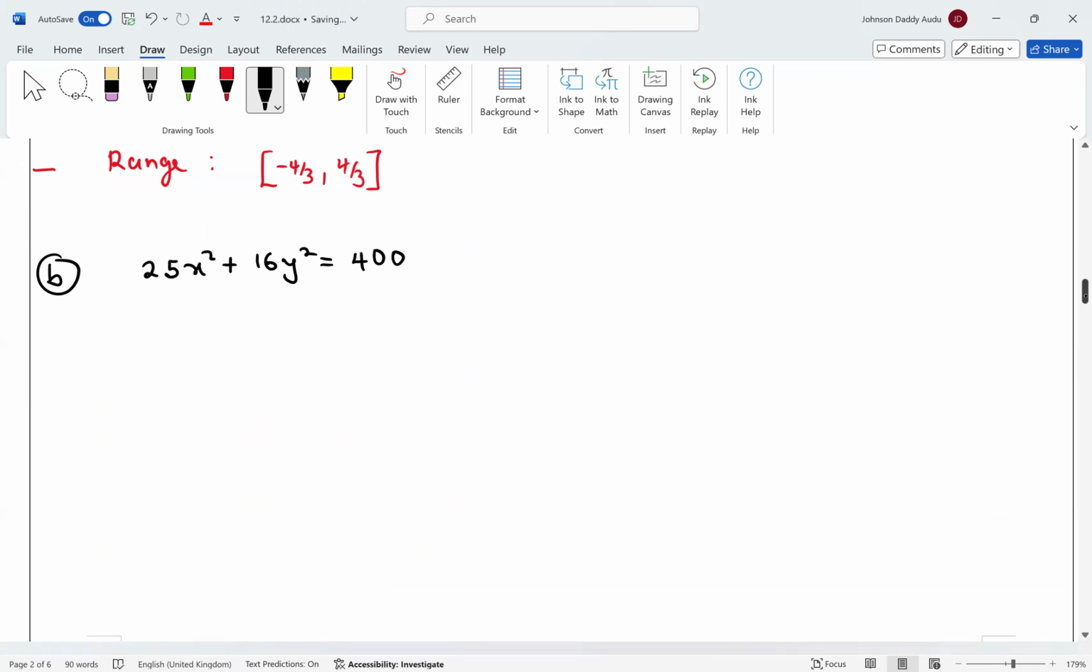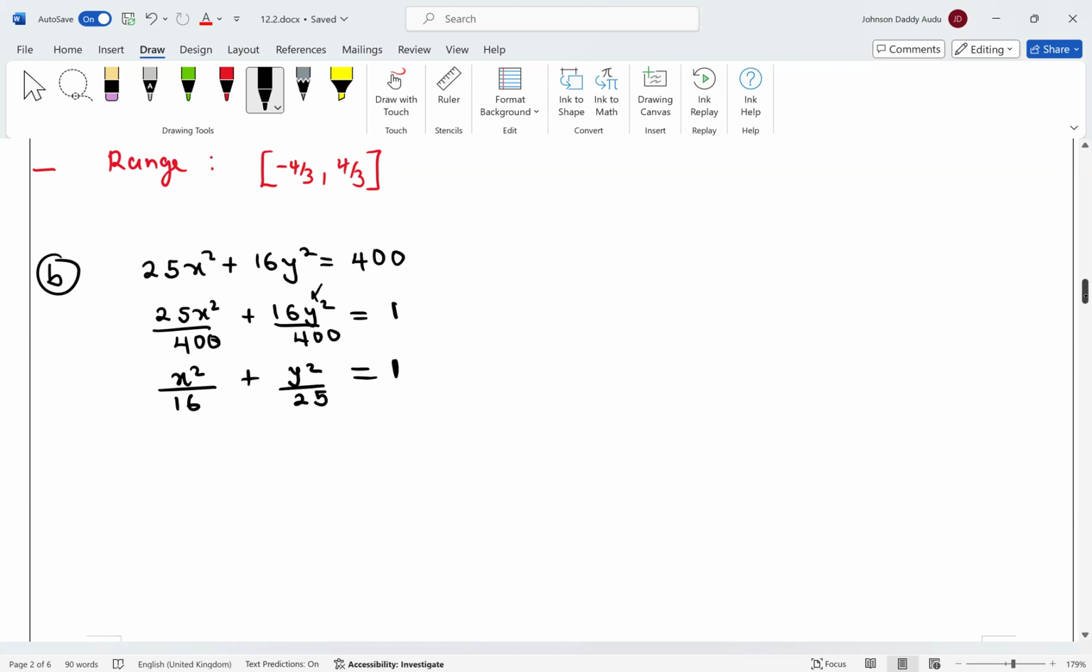So we will have x squared over 400 plus y squared over 400 equals 1. And then this will become x squared over 16 plus y squared over 25 equals 1. So here we divide the numerator and denominator by 25, and here also we divide the numerator and the denominator by 16. So we have this one. Okay. Now, what can we do?